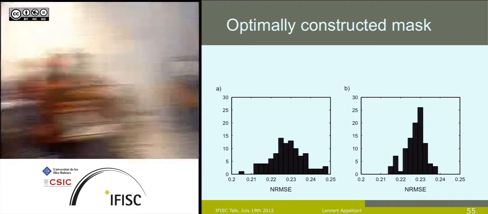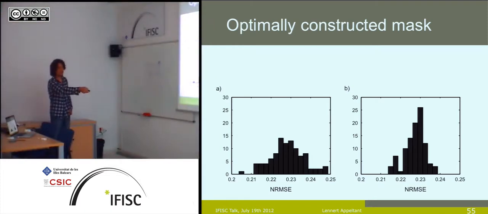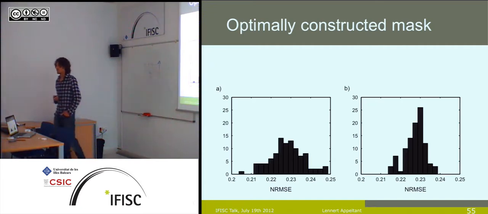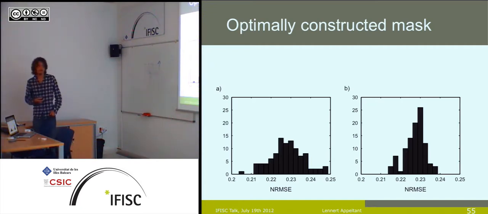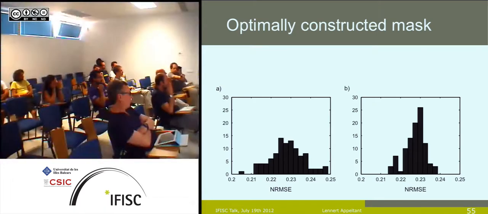What is the y-axis? So on the y-axis, we see in fact the number of realizations that gave this root mean square error. So I did several averaging runs, and most of the runs gave me 0.23 as a root mean square error. So every point in this histogram is a different mask? Yeah, these are all different masks. I run different masks. Yeah, exactly.